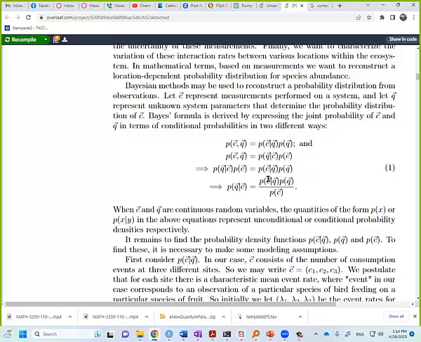Now we can compute the probability of C from Q, and then we make some assumption about these. It turns out the only assumption you need to make is that this one divided by this one is a constant. Of course, because C is our data, and Q are the variables. Q is what you want to fit.